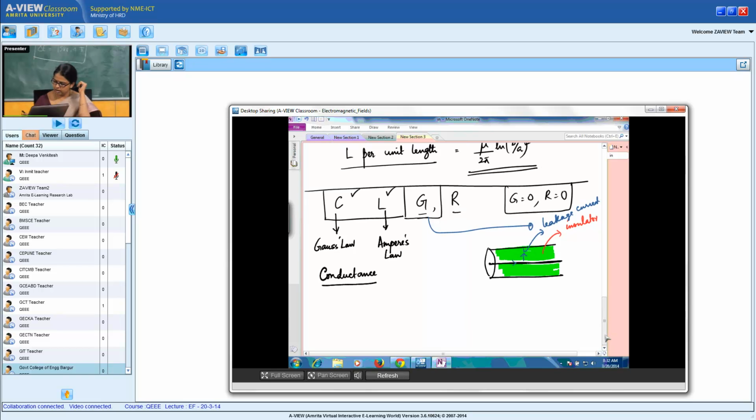Now to find this, again I will tell you what the algorithm is. What we do is first find the current density.